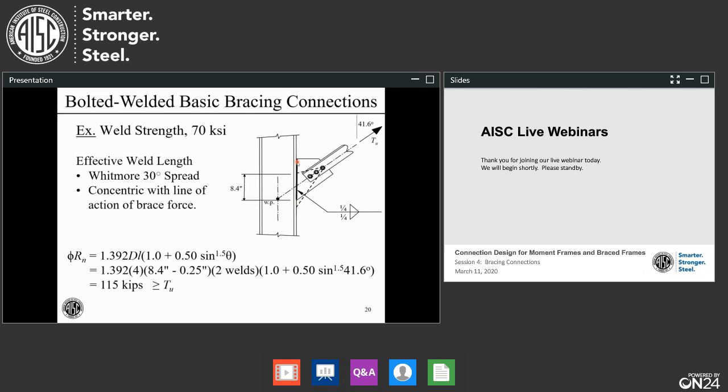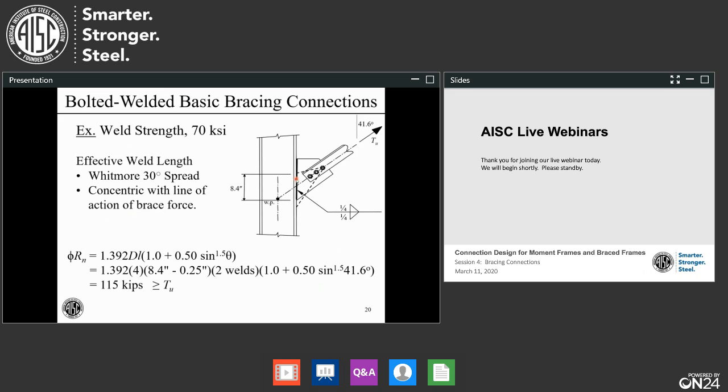And we have some eccentricity. We have some moment on this because the load is not going through the center of the weld group. So we have some eccentricity. Go to Part 8 of the manual to the eccentrically loaded weld group tables and calculate the strength.